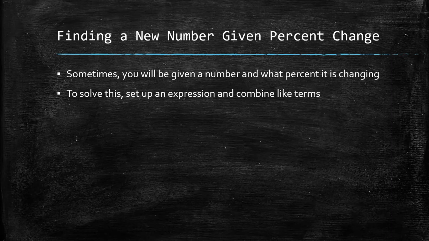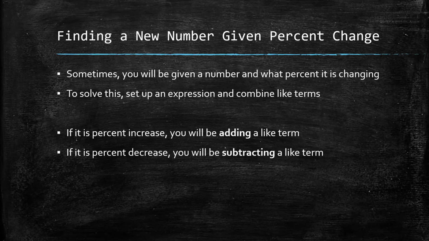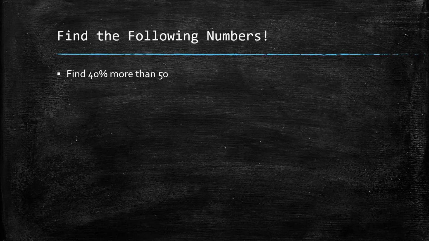Okay, so to solve this, we are going to set up an expression, and then we might combine some like terms, and there's a couple different ways that we can do this, and I'm going to show you both ways. So if it's percent increase, you will be adding a like term, and if it's percent decrease, you will be subtracting a like term, which should hopefully make sense. If we have decrease, our number is getting smaller, and if we have increase, our number is getting bigger. Okay, so let's look at this one.